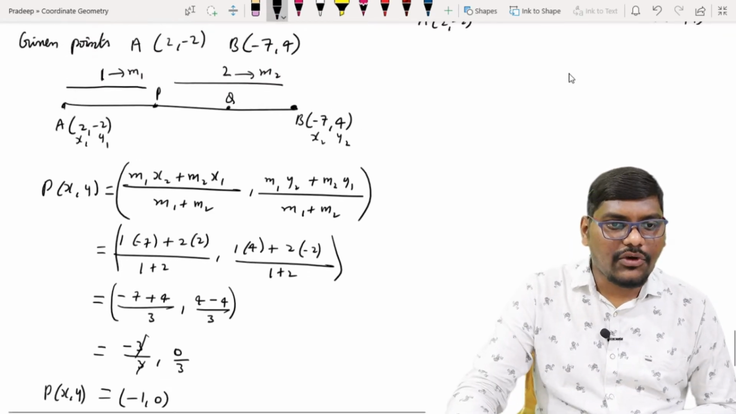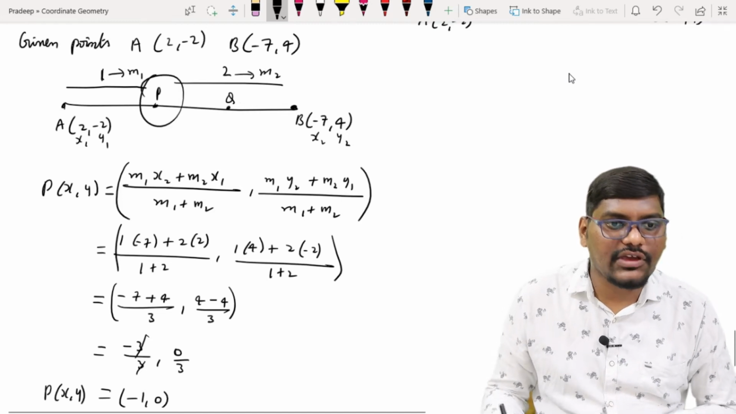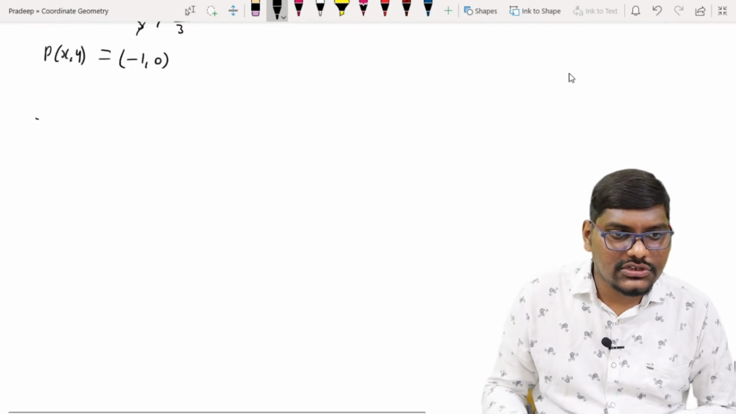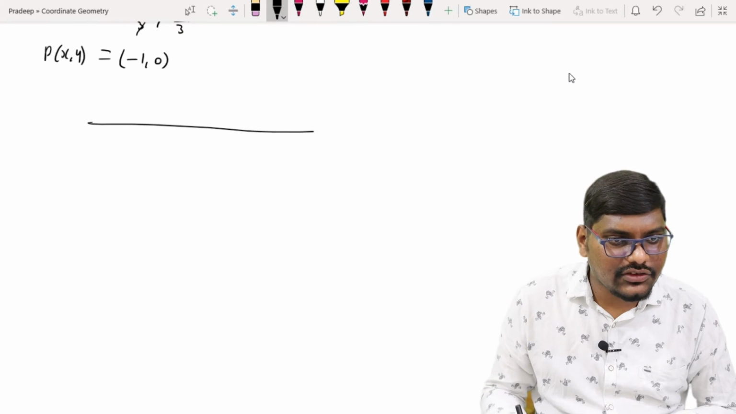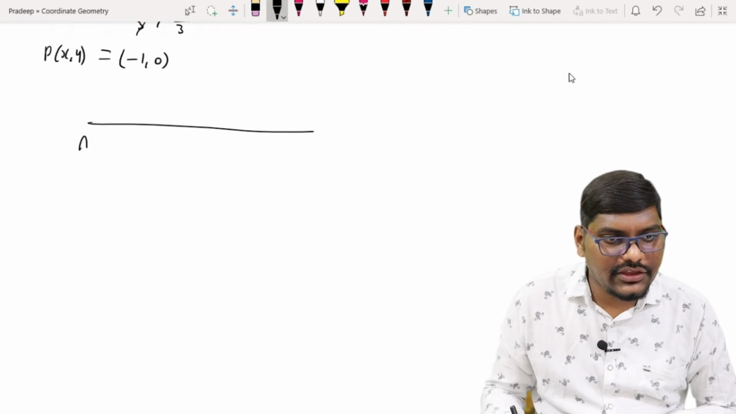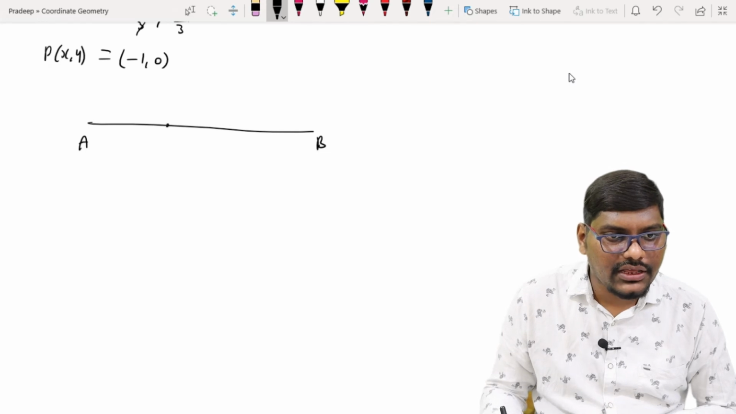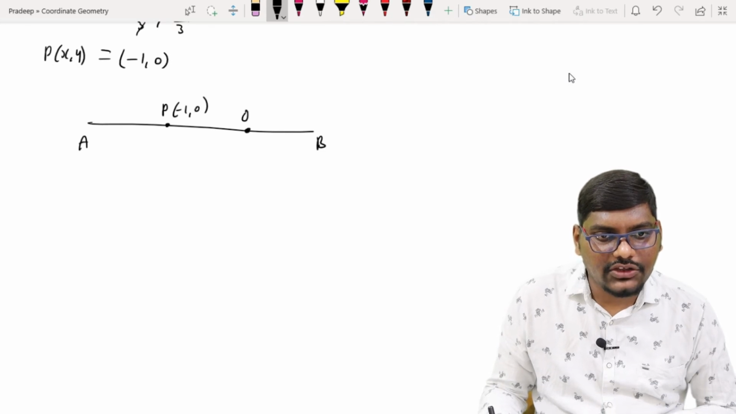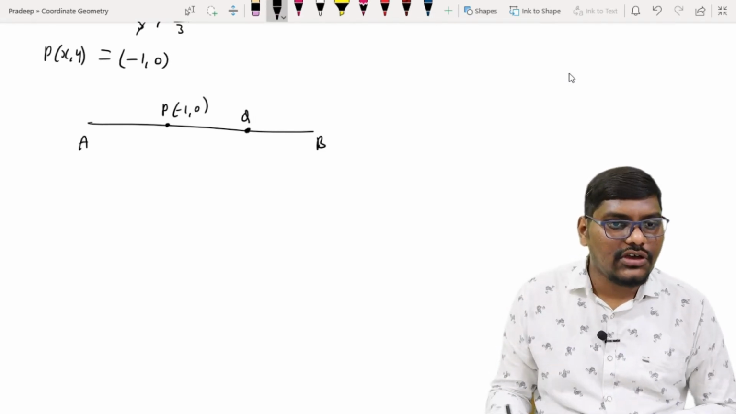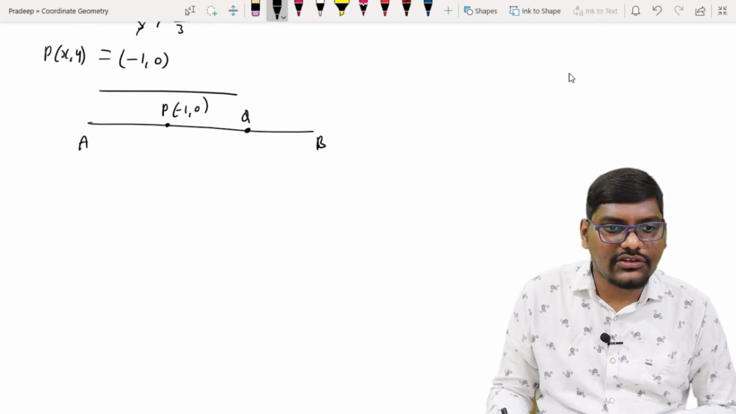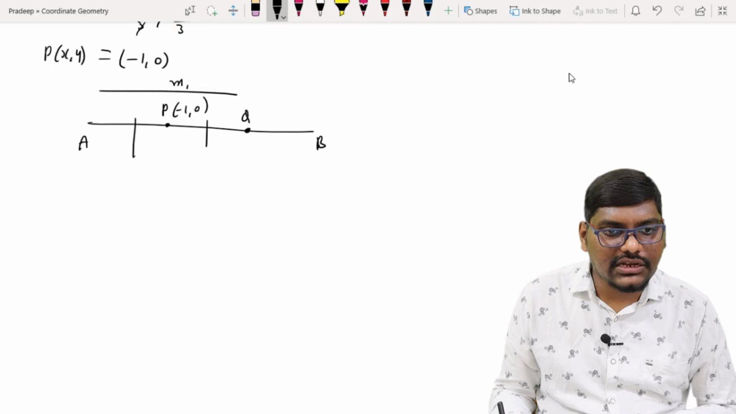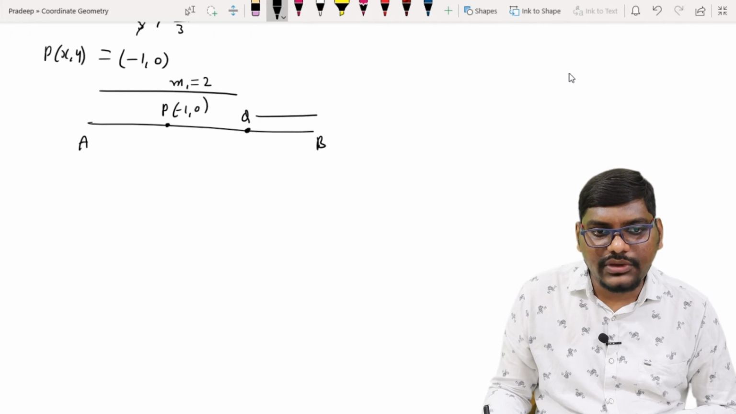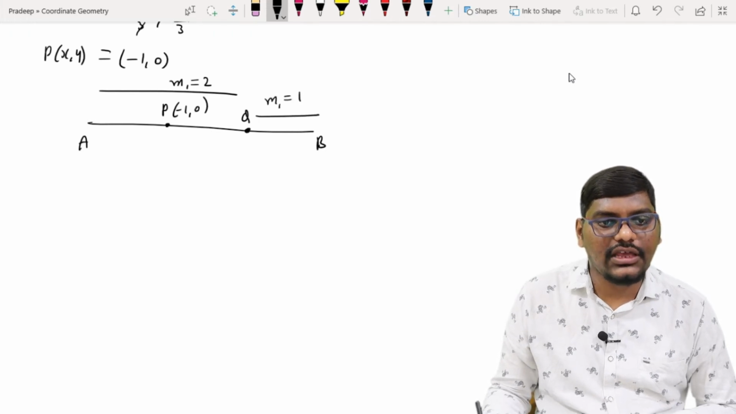That is the point we got here; we have to find out this other point also. So I will make that diagram again separately. Suppose this is the line which we just got, where A is the first point and B is the second point. P is the point which we just got, minus 1 comma 0. We also have to find this point Q. In order to find Q, we will take this full ratio as m1, because there are two parts, so m1 equals 2. From Q to B there is only one part, so m2 will take only 1.